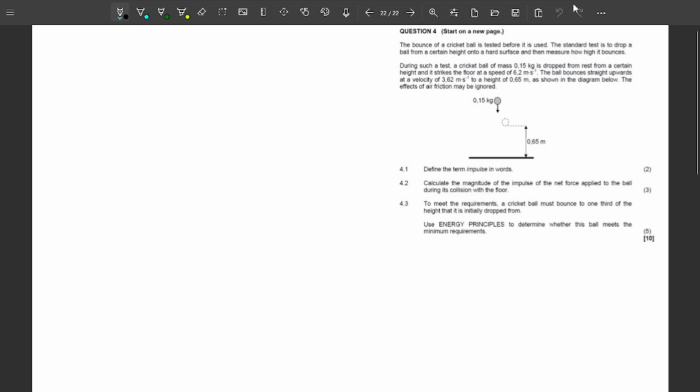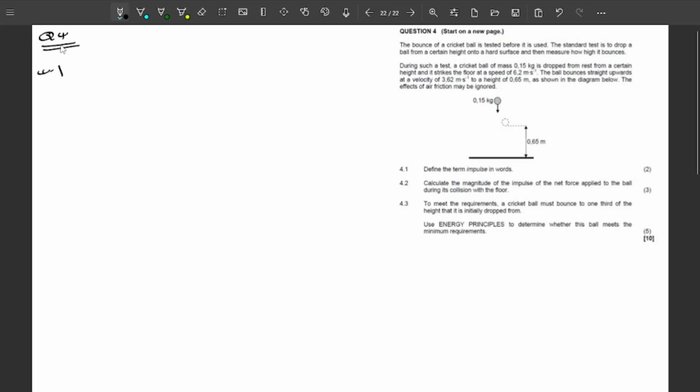Hi guys, so in this video we're doing question 4, which is a momentum type question. It is a different one, unlike the usual ones where we asked about the linear conservation of momentum. This one is particularly about impulse, right? Good. So let's begin. Question 4.1.